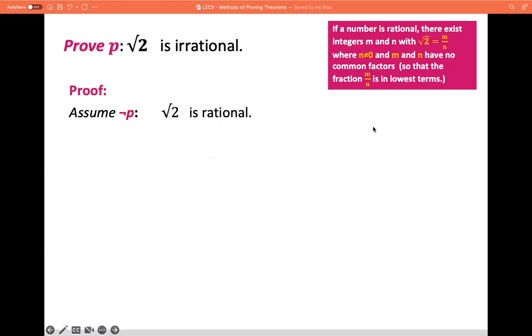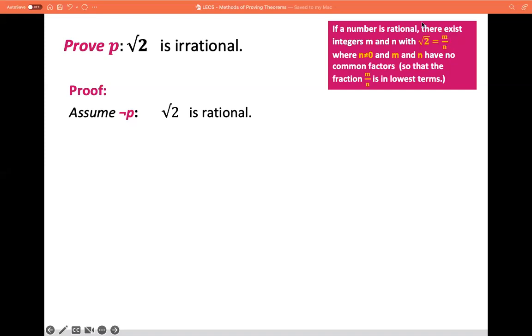As usual, we begin with the definition. What is actually a rational number? If a number is rational, there exist integers m and n with square root of 2 equals m over n, where n is not equal to 0, and m and n have no common factors, so that the fraction m over n is in lowest terms. So they should not have common factors.